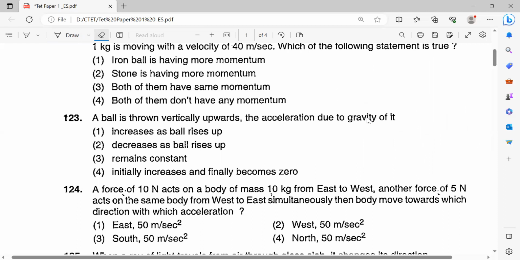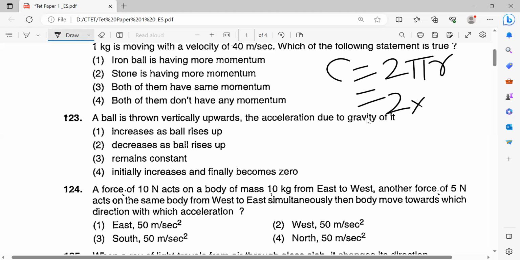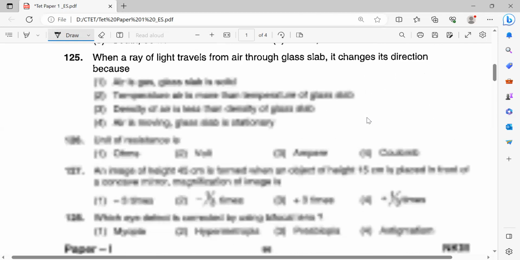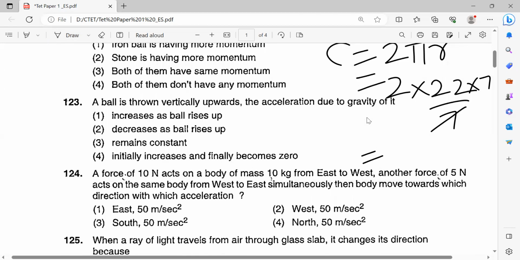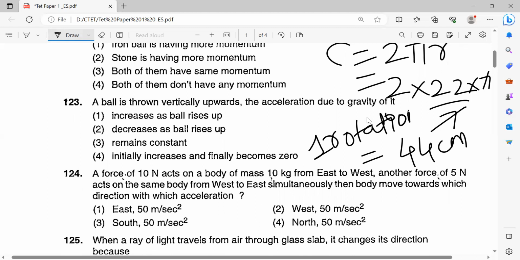So here, circumference C is equal to 2 pi R. So 2 into 22 by 7 into R. R is 7. This is for one complete rotation. The 7 gets cancelled, and we got 44 centimeter for one rotation. That is for 10 seconds, since one rotation he took 10 seconds.